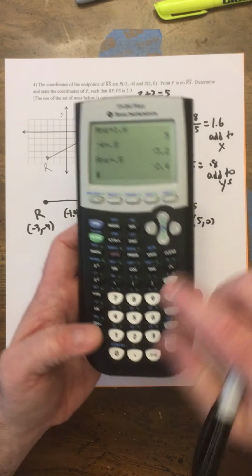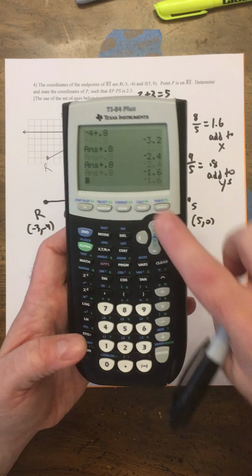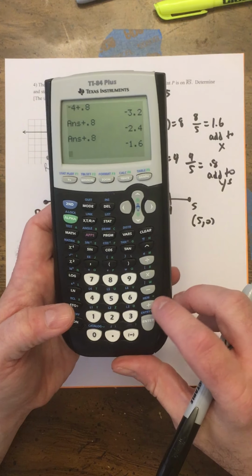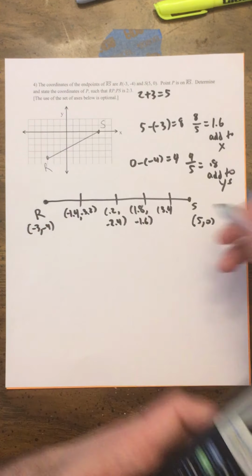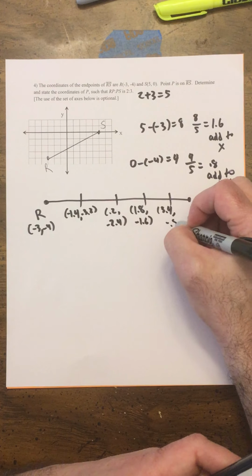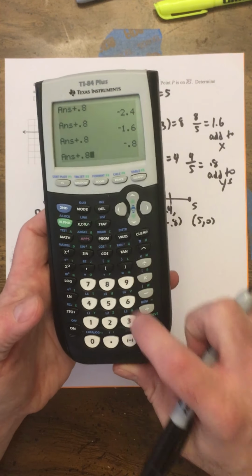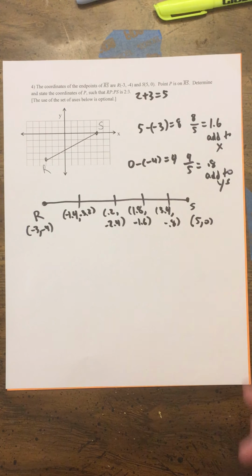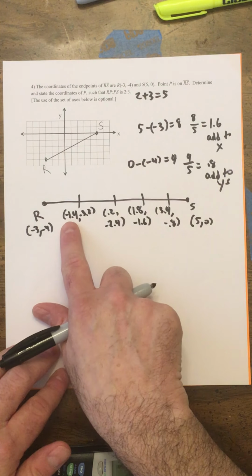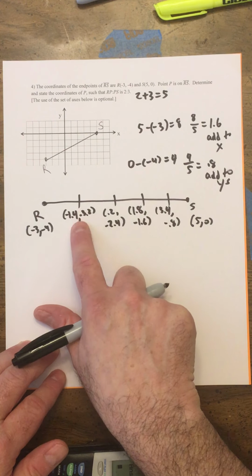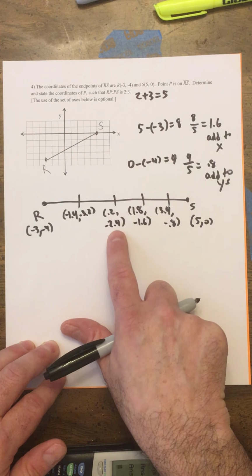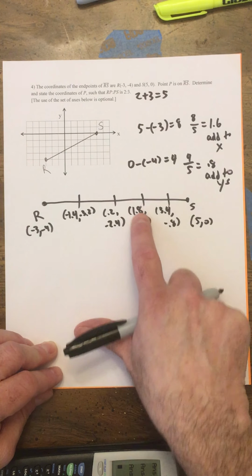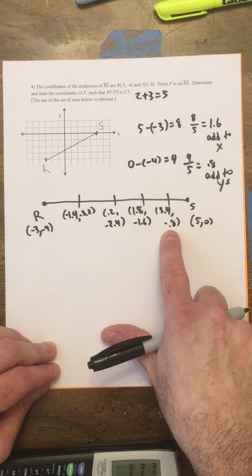I'm going to add another 0.8 to that, which is going to get us -1.6. I'm going to add another 0.8 to that. It's going to get us to -0.8. And if we add 0.8 to that, it gets us to 0, which is exactly where we want to end up, at 0, right? So, I don't know if you can read these as -1.4, comma -3.2, 0.2 and -2.4, x and y, 1.8 and -1.6, x and y, 3.4 and -0.8.